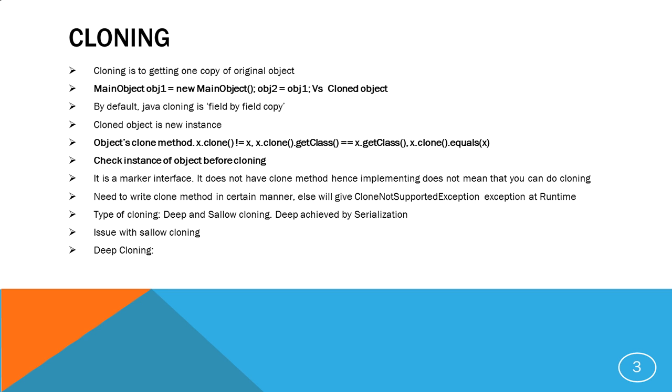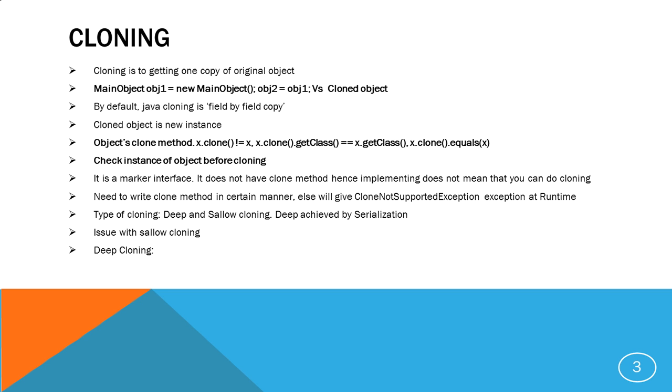Second, you have to override the clone method of Object. You need to write the clone method in a certain manner, else it will give you a CloneNotSupportedException at runtime. Certain manner means you have to write the clone method, but before that you have to implement the Cloneable interface.